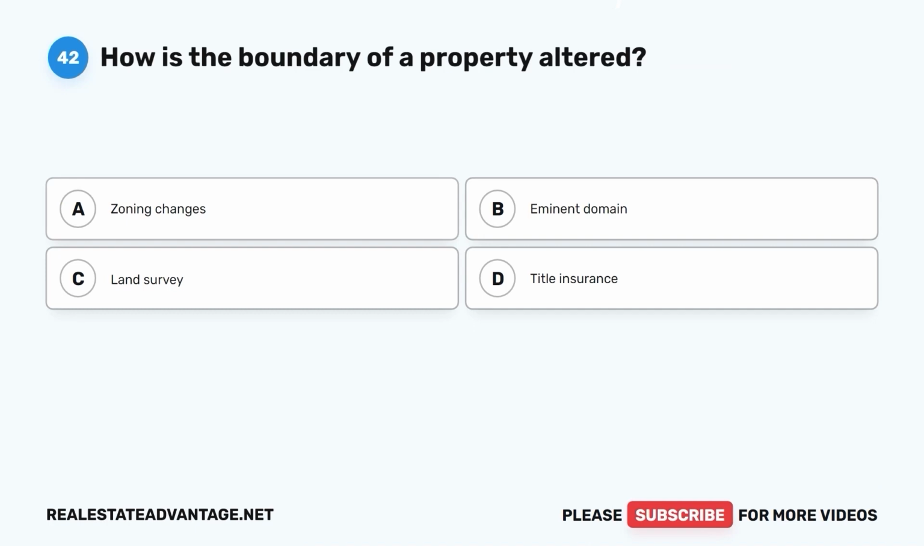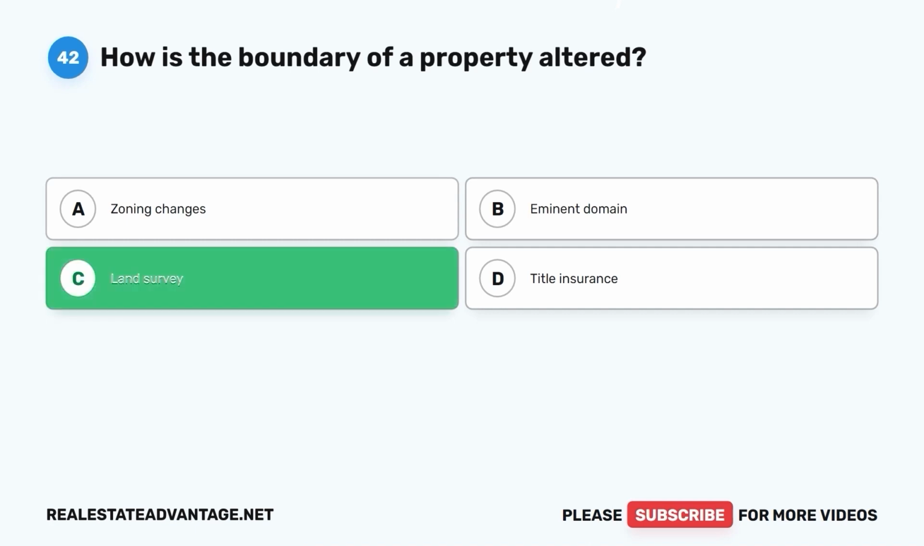Question 42. How is the boundary of a property altered? A. Zoning changes. B. Eminent domain. C. Land survey. D. Title insurance. The correct answer is C. Land survey.